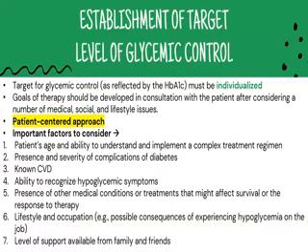Important factors to consider: patient's age and ability to understand and implement a complex treatment regimen, presence and severity of complications of diabetes, known cardiovascular disease, ability to recognize hypoglycemic symptoms, presence of other medical conditions or treatments that might affect survival or the response to therapy, lifestyle and occupation, for example, possible consequences of experiencing hypoglycemia on the job, level of support available from family and friends, all should be taken into consideration.